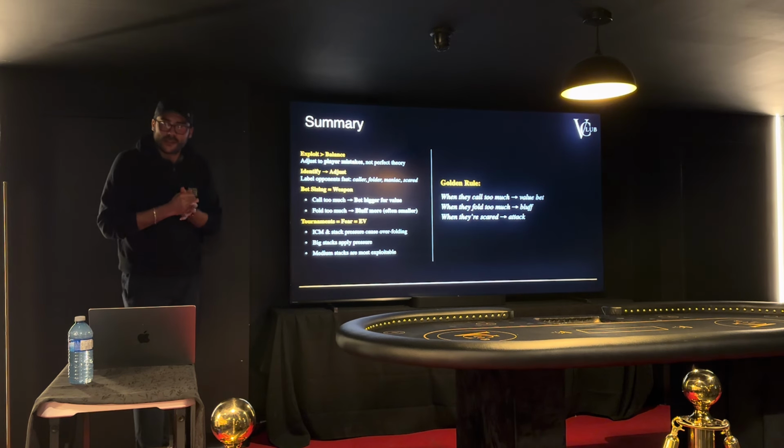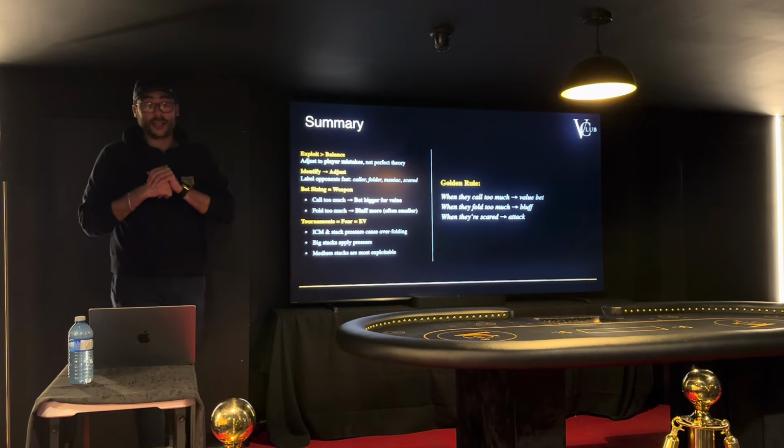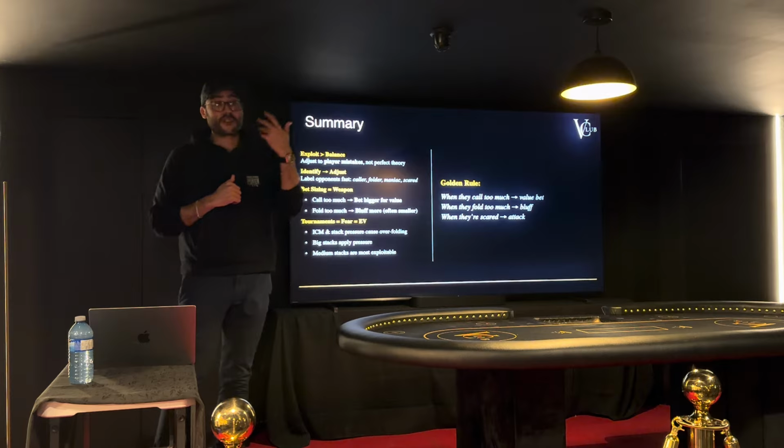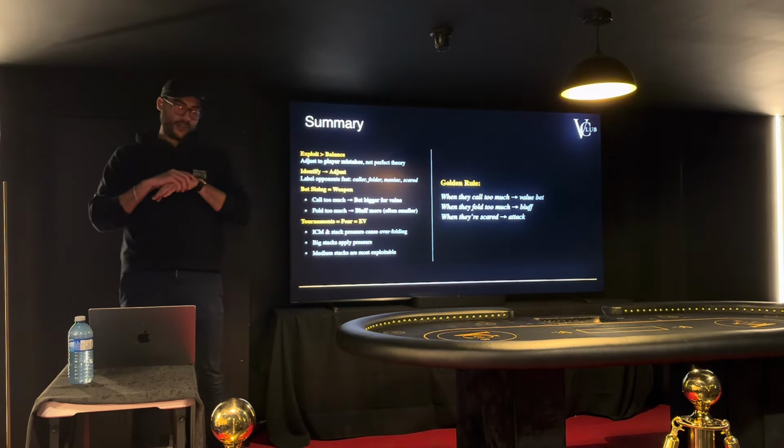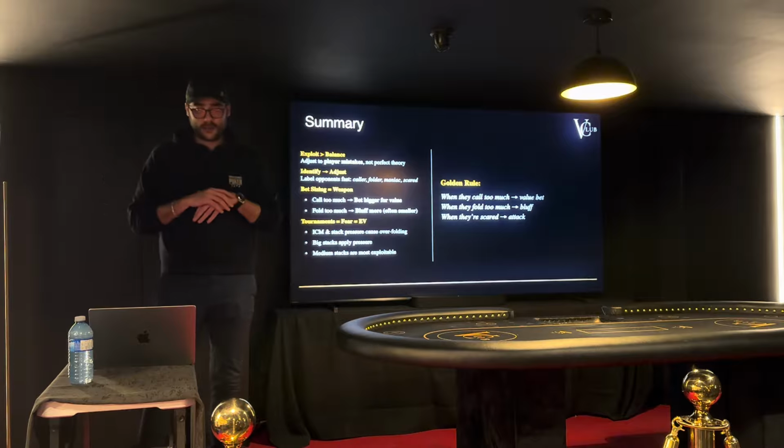Identify and then adjust. So label opponents first and fast. They're callers, they're folders, they're maniacs, they're scared players, right? They're LAGs, TAGs, loose and aggressive. Make those tags early on and adjust your style depending on how they react to your play.